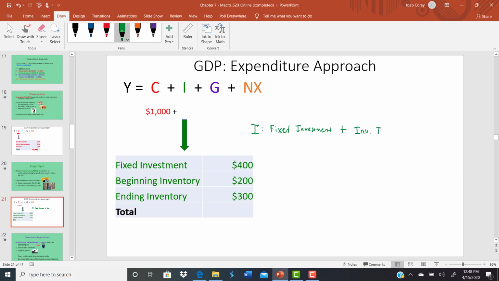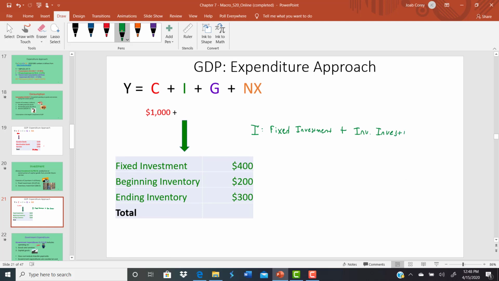It's inventory investment. And that inventory investment has again got its own equation. That is your ending inventory, or what you have in the inventory at the end of the year, minus your beginning inventory, or what you had in your inventory at the beginning of the year. Because again, that's how much you've added to your inventories throughout the year that you just haven't sold yet, right?